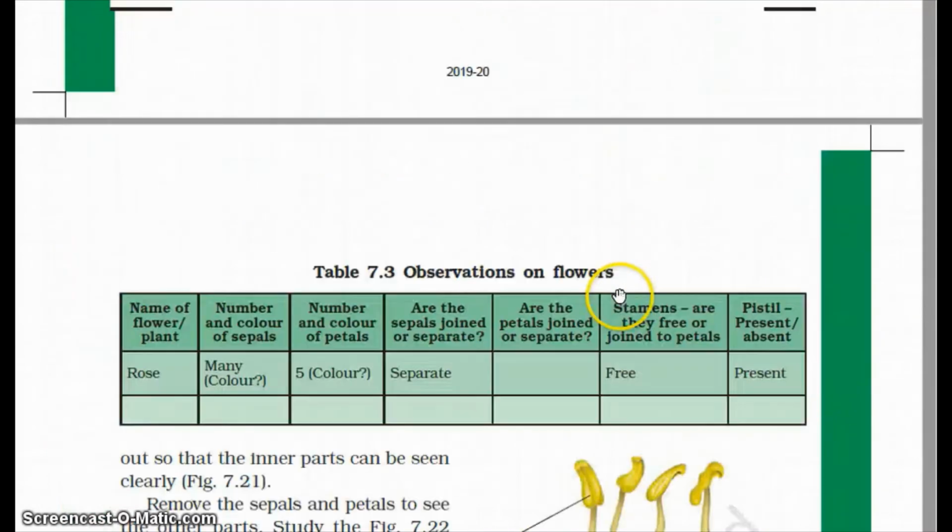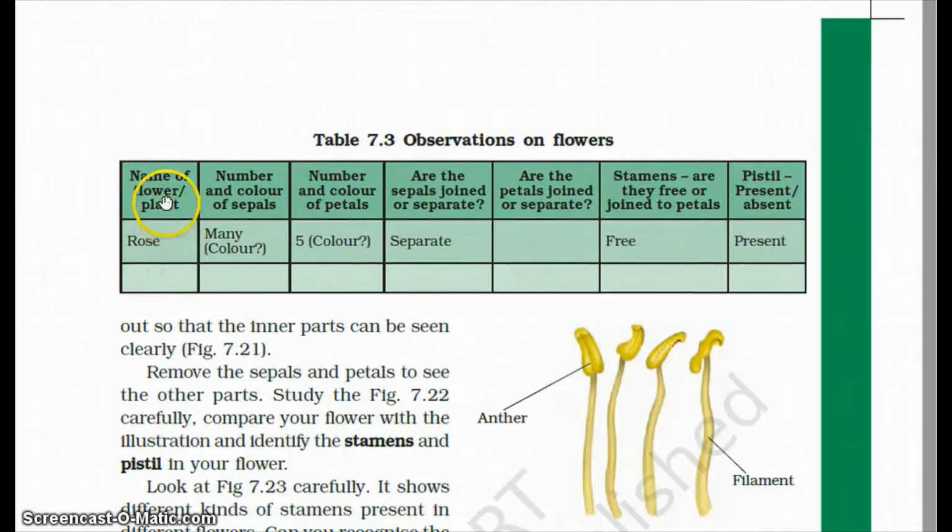On the basis of that, you have to fill this table 7.3. You will write the name of the plant, then you will write the number and color of sepals, like 4, 5, 3, 6, and you will write the color, whether green or some other color. Then you will write the number of petals and color of the petals, like 5 or 10, and the color maybe red or whatever. Then, are the sepals joined or separate?